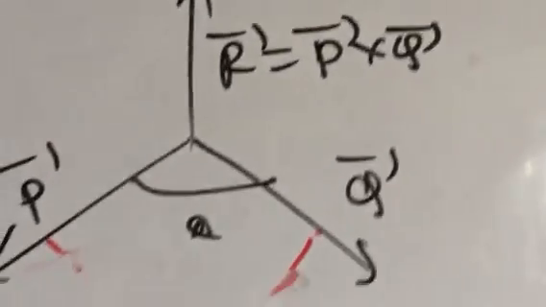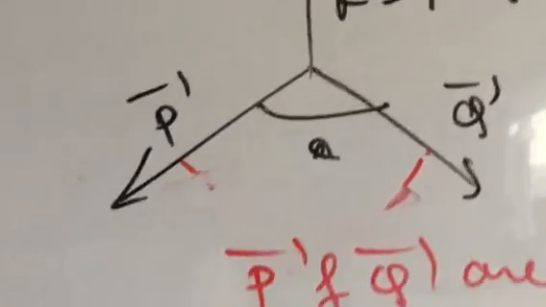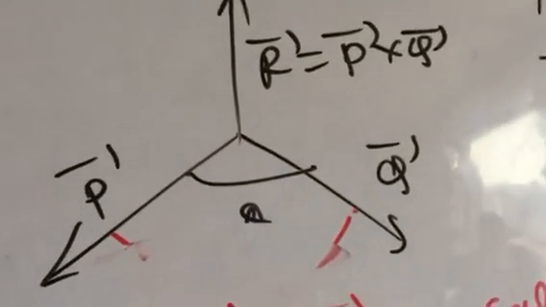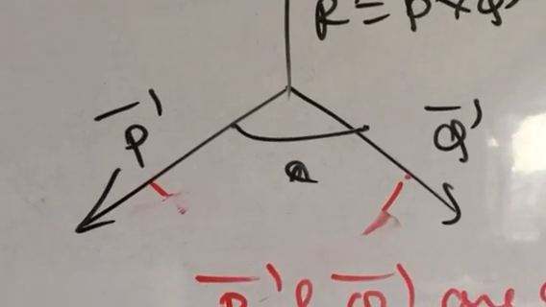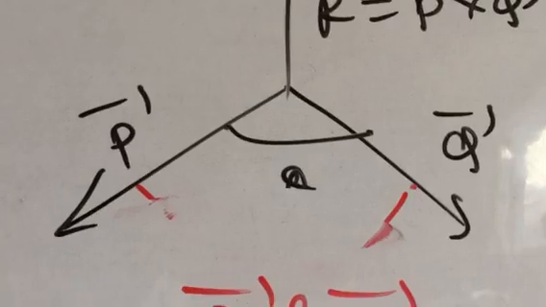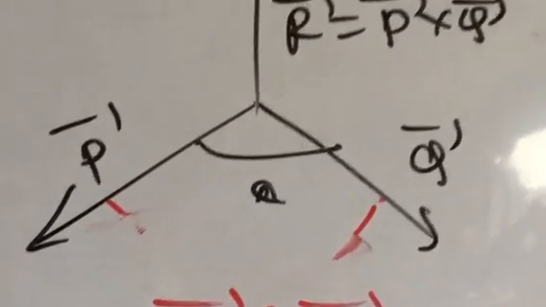Polar vectors and axial vectors. Look students, vector P and vector Q are lying in one plane. These are called real vectors or polar vectors. They have got one point of application.